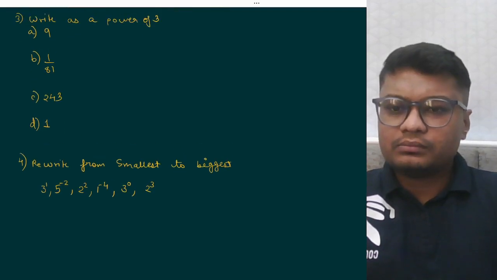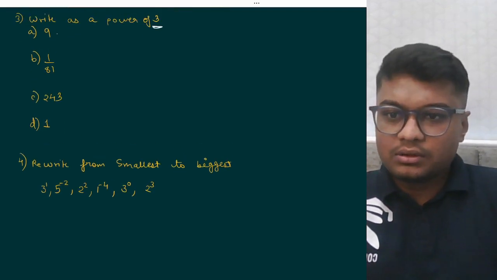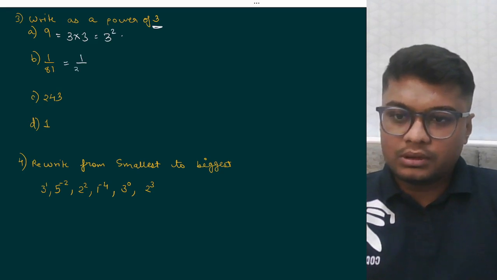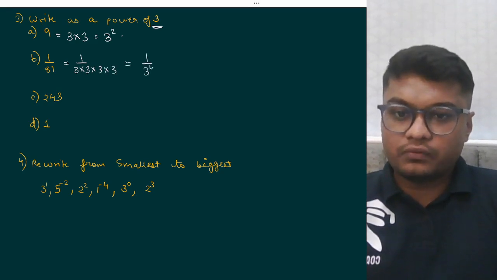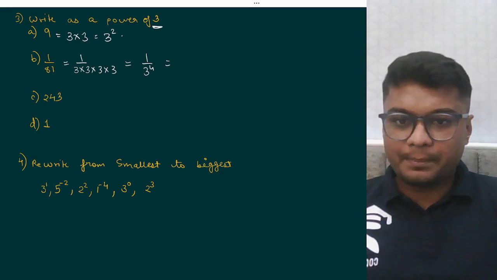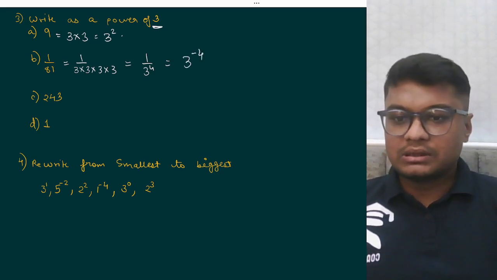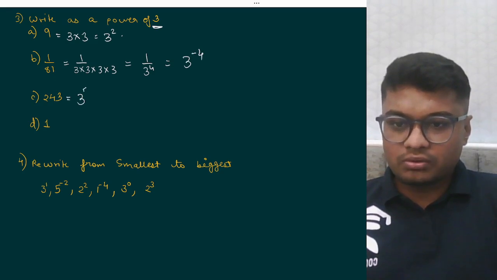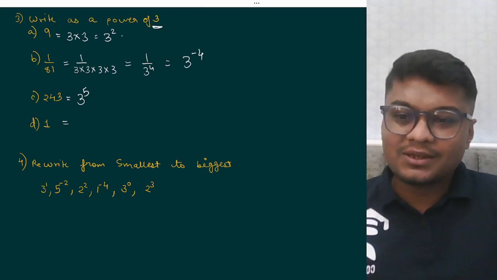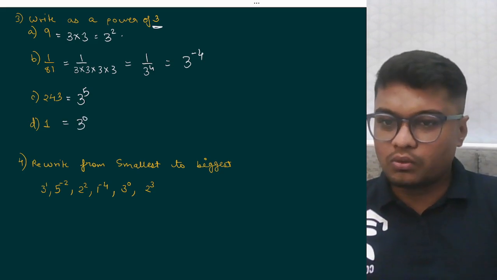Next question. Write this as a power of 3. So 9 can be written as 3 into 3, which is nothing but 3 square. 1 upon 81 can be written as 1 upon 3 into 3 into 3 into 3, which is nothing but 1 upon 3 raised to 4. But we want to write it as a power of 3, not 1 upon a power of 3. So we'll take it up. If we take it up, the power again becomes negative. This becomes 3 raised to minus 4. And what about 1? We know anything raised to 0 is 1. So we can write this as 3 raised to 0.